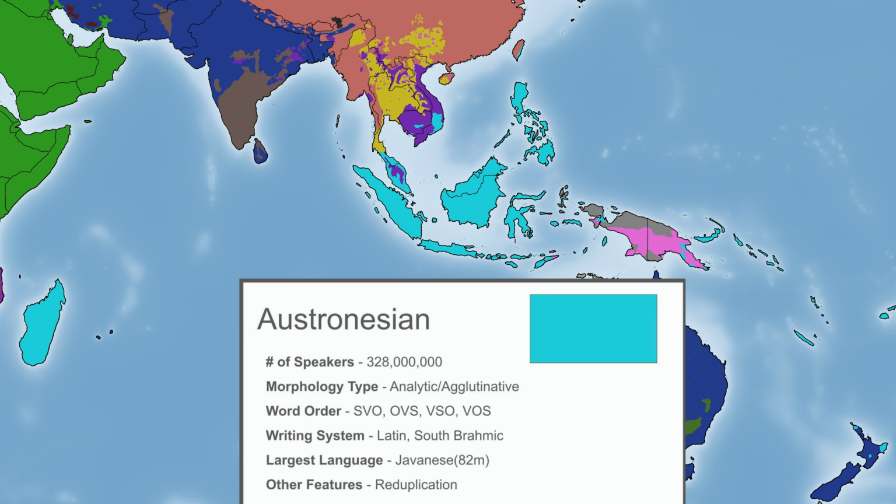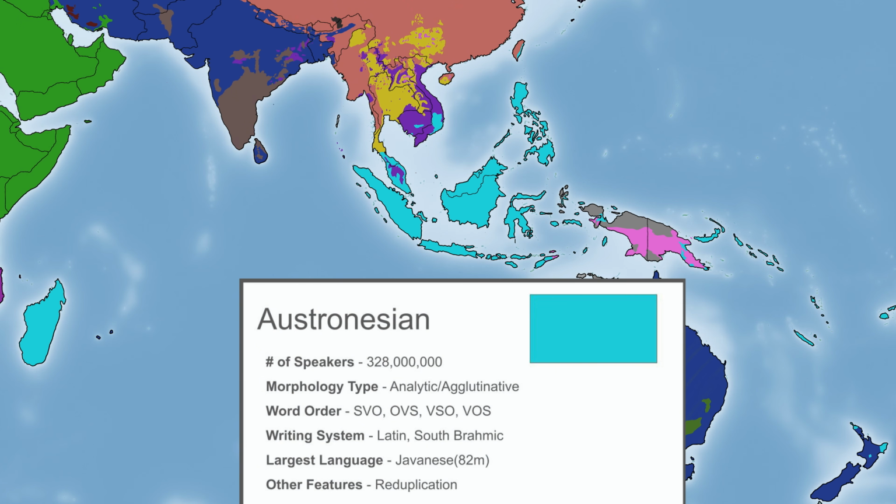The next largest language family by number of speakers, but only behind the Indo-European family by distribution of speakers, is the Austronesian languages, located across the Indian and Pacific Oceans. Austronesian languages are spoken by around 330 million people.